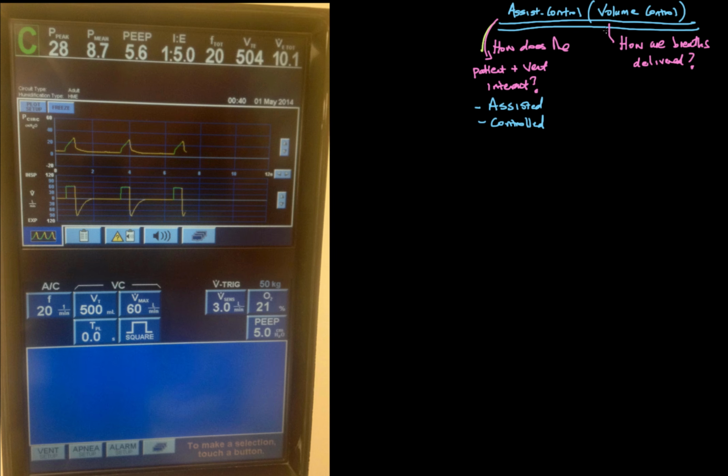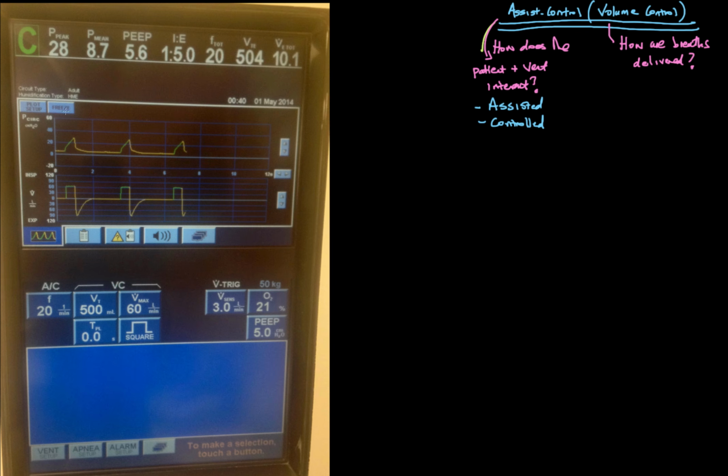So we can see now that in volume control ventilation, we are targeting a volume. Okay, we're targeting tidal volume, we're controlling with flow, and we're setting our respiratory rate. Now up the top here, we have some measured values. So these are things which the ventilator is going to measure. These aren't things that we input.